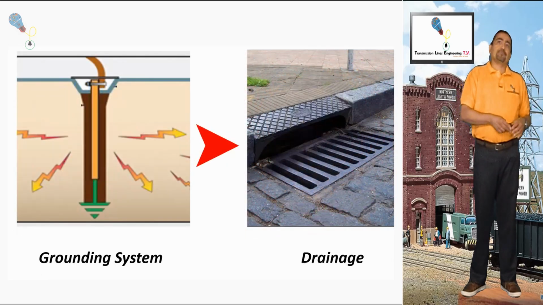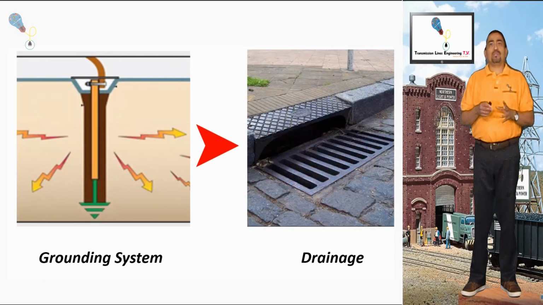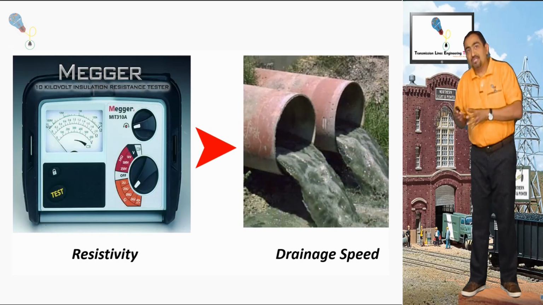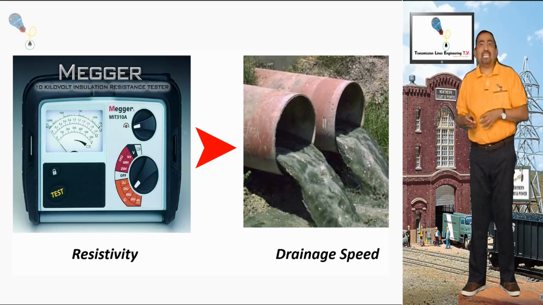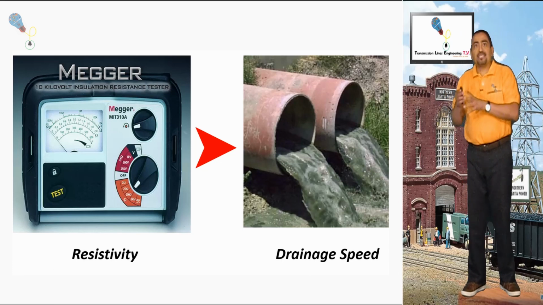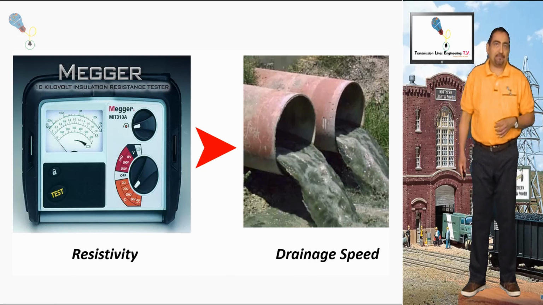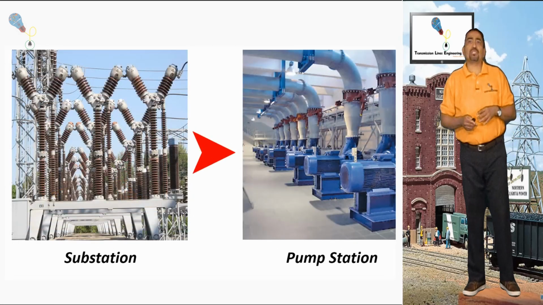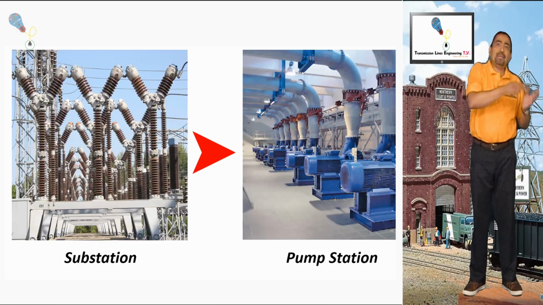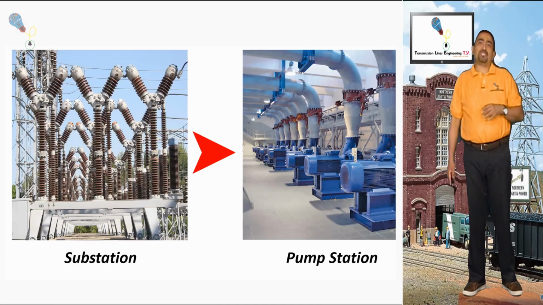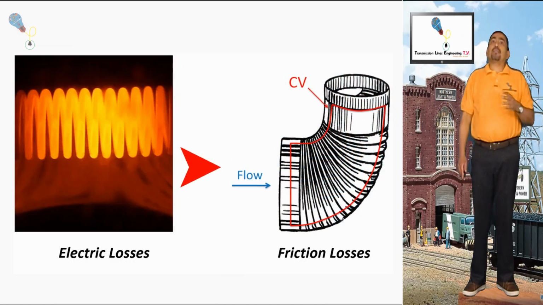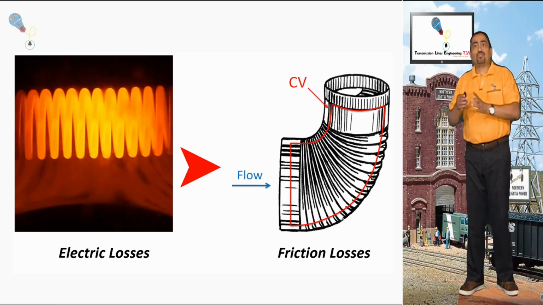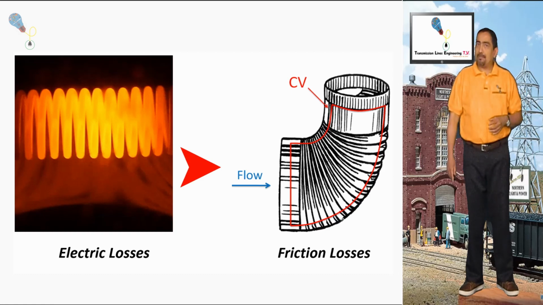The grounding system will be equal to the excess drainage system, and the grounding resistivity will be equal to the excess drainage system's capacity. Now, transmitting and receiving substations will be equal to the emitting and receiving pumping stations. The electric losses will be equal to the product loss due to the friction in the pipeline.